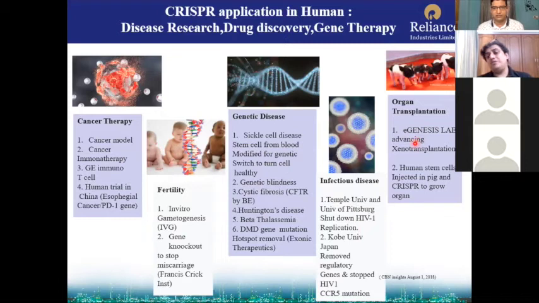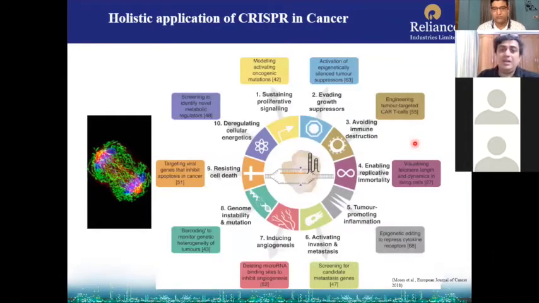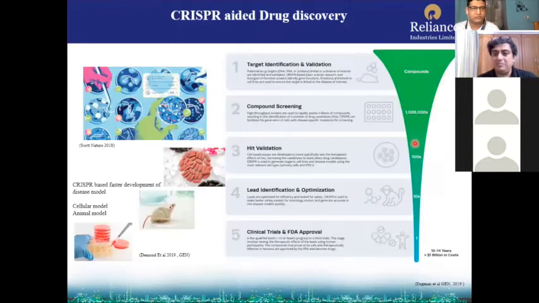And also organ transplantation. We know that animal organs, people are trying to use for humans, like liver or whatever. So this organ development could be expedited or modified as per our need by using CRISPR-Cas9. Also in cancer, different kinds of cancer models. I'm not going into detail. This will be available later on. One can see it. In different areas of cancer, this CRISPR-Cas9 can be used.